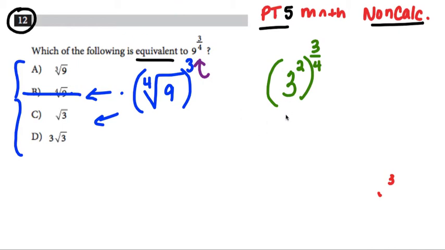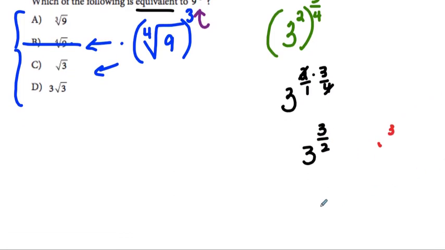Okay, so now I can simplify, and we know that when we take a power and we raise it to a power, we multiply the exponents. So this is 3 to the 2 times 3/4. So that means 3 to the 3/2 power. Okay? Now, what does that mean? Well, that means the square root of 3 cubed. All right, so let's think about that.